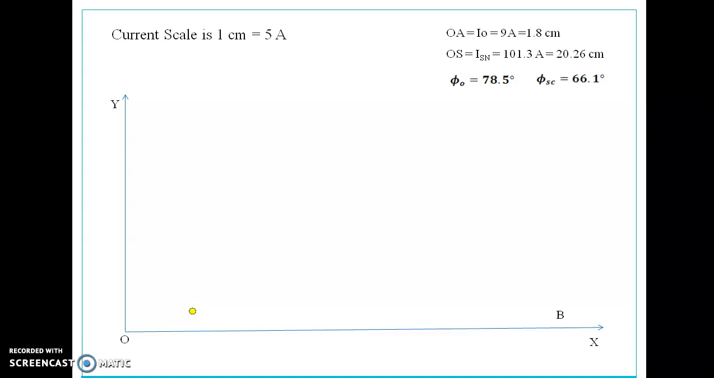Draw the axis OX and OY. Draw the vector OA at an angle phi 0 from OY. Draw the vector OS, which is equal to 20.26 centimeter, at an angle phi SC from OY. Join the points A and S. AS will give you the output line.